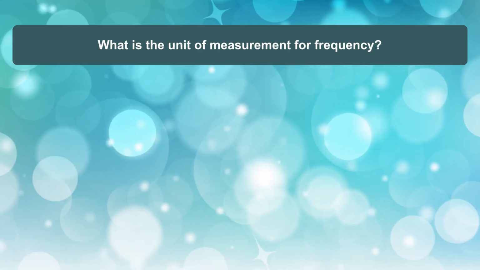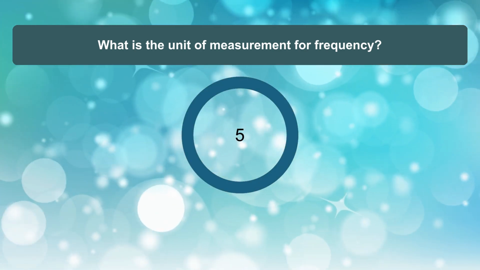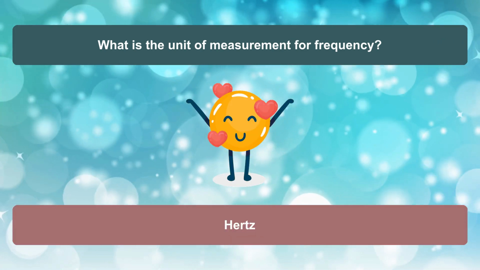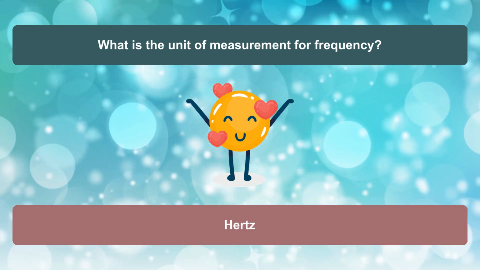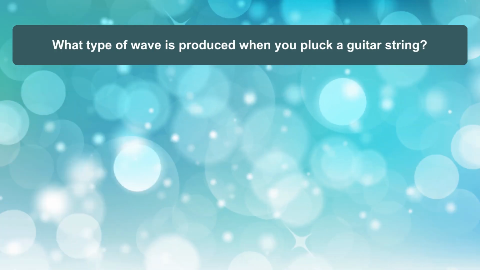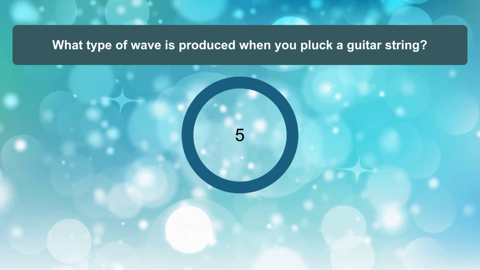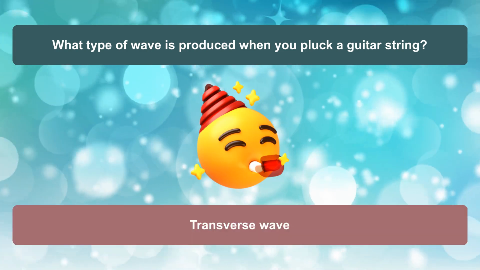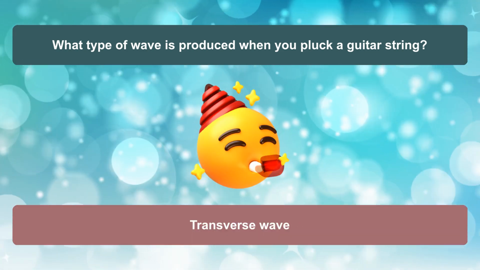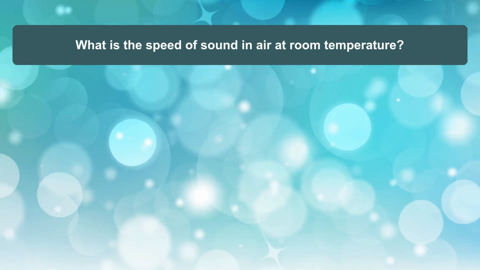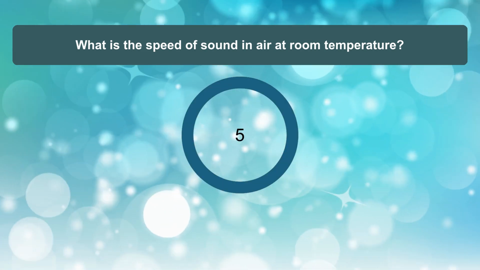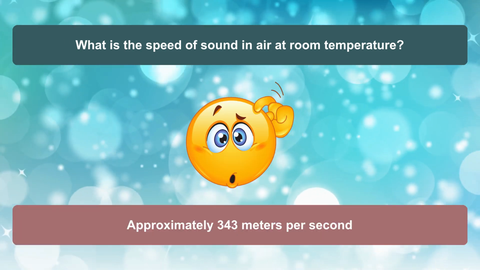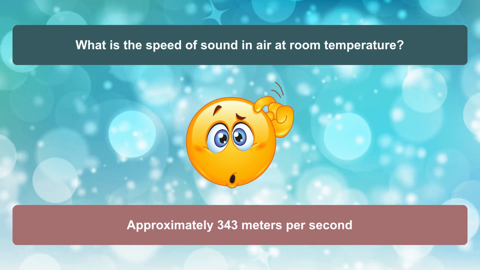What is the unit of measurement for frequency? Hertz. What type of wave is produced when you pluck a guitar string? Transverse wave. What is the speed of sound in air at room temperature? Approximately 343 meters per second.